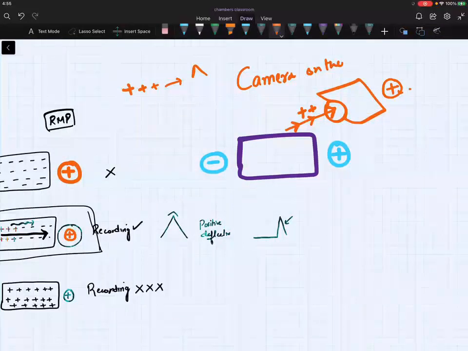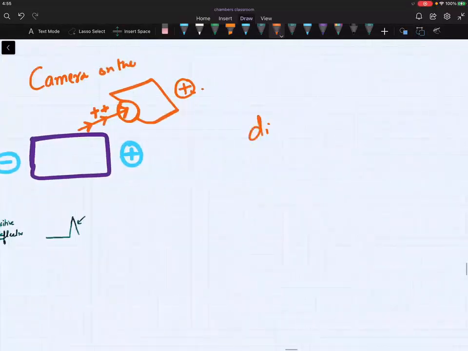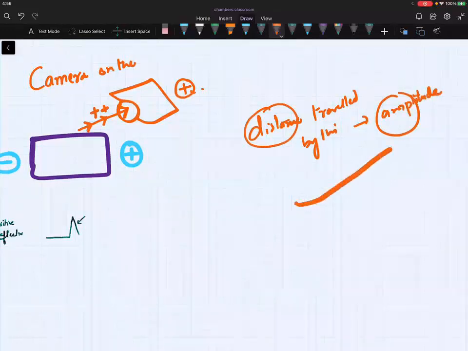And the amplitude of this recording will be the distance traveled by this current. What did I say? The distance traveled by this current will tell you the amplitude. So the greater the distance traveled by the current, the greater will be the amplitude. Can we understand the amplitude? Yes. So if I say this, it means the current has traveled a lot, that's why the amplitude went high.